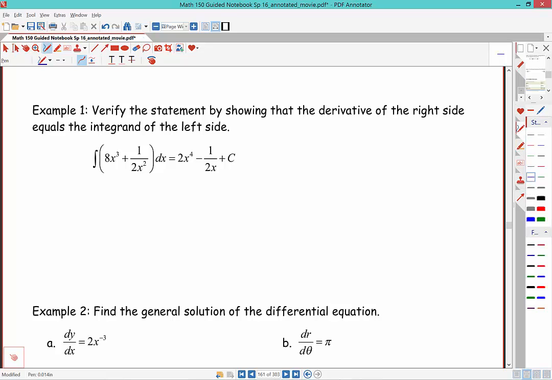All right, so let's check out this next example. This problem is saying, hey, the antiderivative of 8x cubed plus 1 divided by quantity 2 times x cubed with respect to x is equal to this expression on the right side. And so if we verify this, we can differentiate the right side, and it should equal the integrand of the left side. So basically what's inside the integral. So let's check it out.